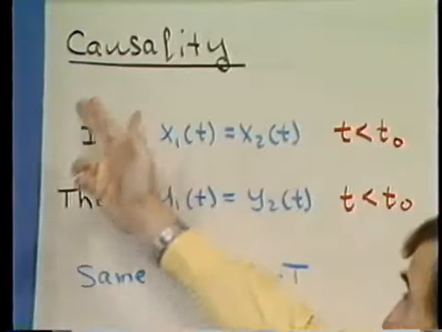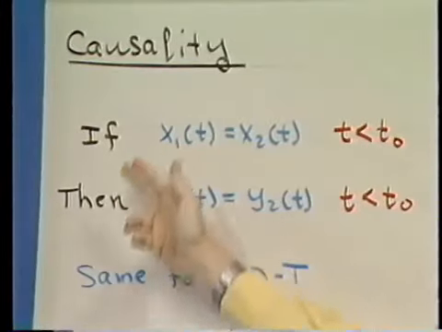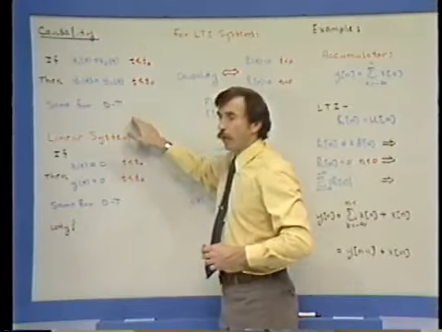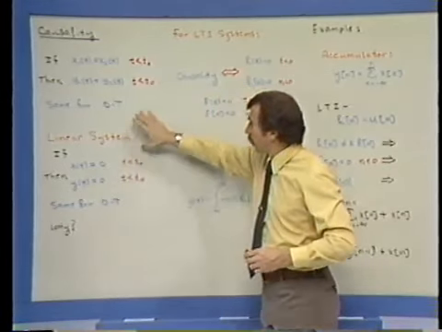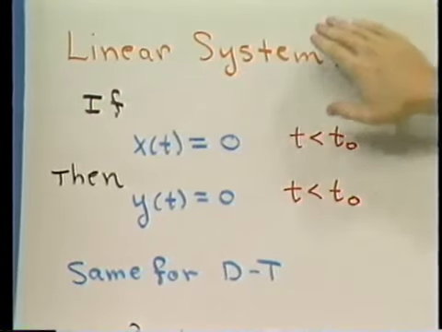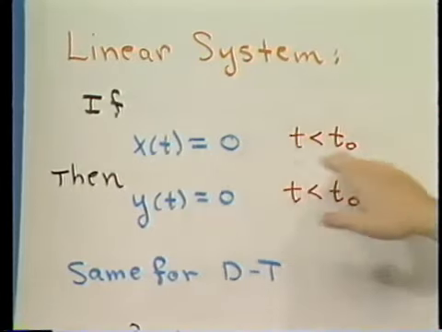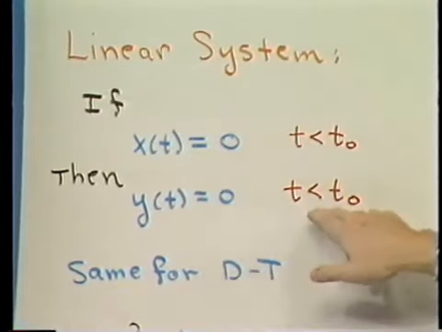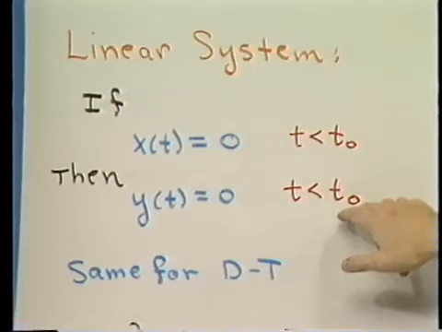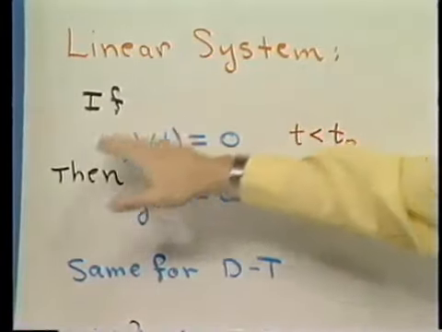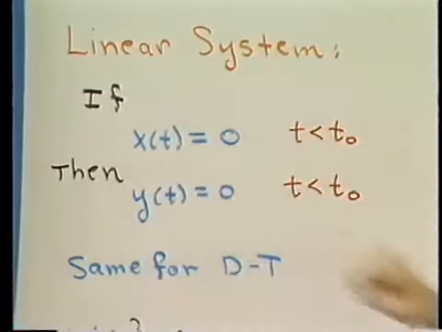So causality in general is simply this statement, either continuous time or discrete time. And now let's look at what that means for a linear system. For a linear system, what that corresponds to, or can be translated to, is a statement that says that if x of t is 0 for t less than t0, then y of t must be 0 for t less than t0 also.